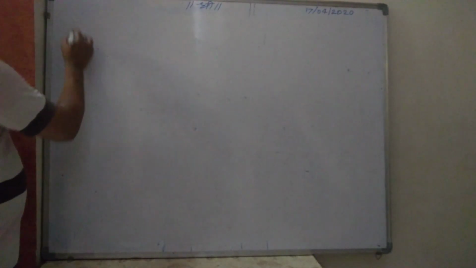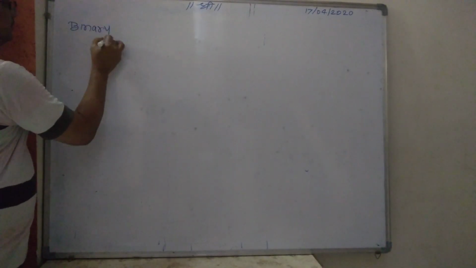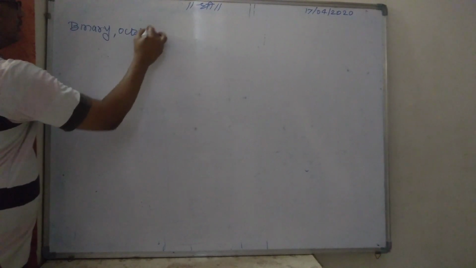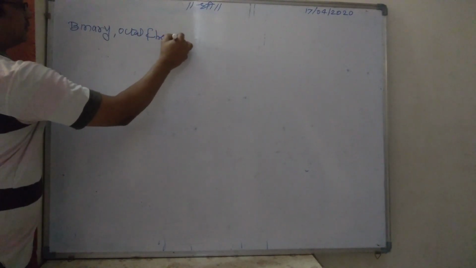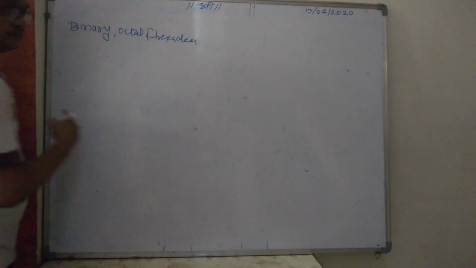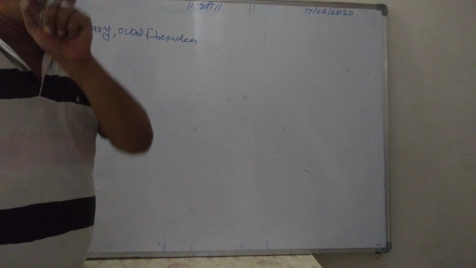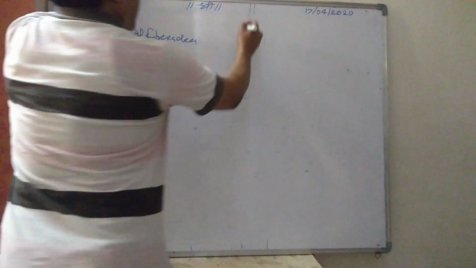Now, conversion of binary, octal and hexadecimal. For this, we need a table. Yesterday I gave one table of binary representation of a number.